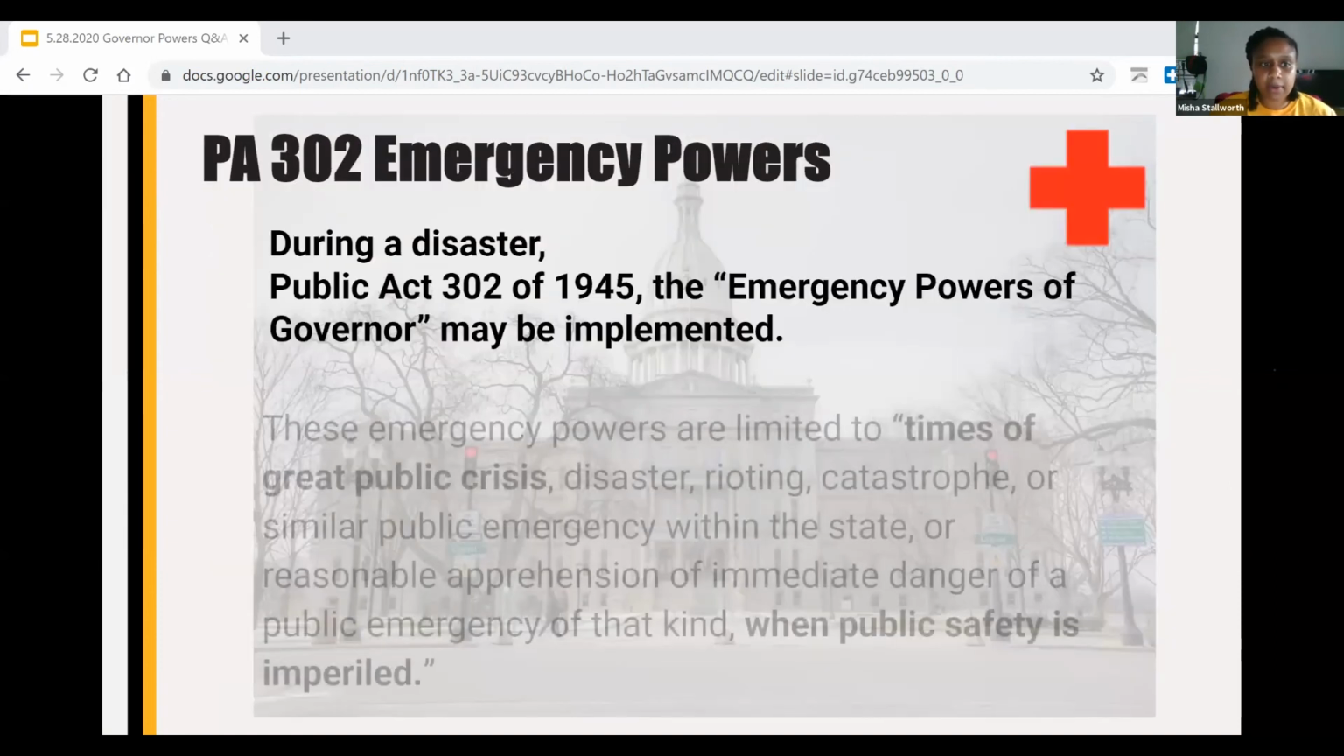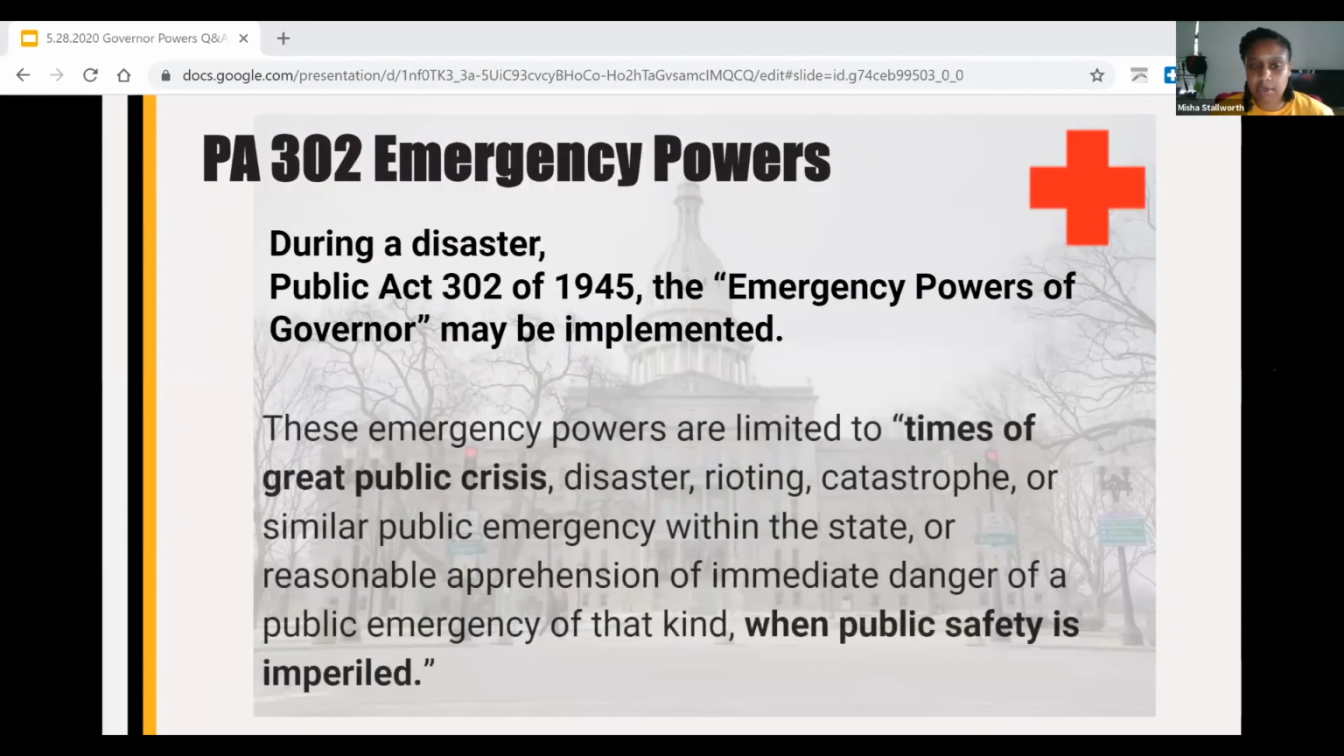So we're gonna start with Public Act 302, which is emergency powers of the governor. During a disaster, this act may be implemented. The emergency powers are limited to times of great public crisis, disaster, rioting, catastrophe, or similar public emergency within the state, or reasonable apprehension of immediate danger of a public emergency of that kind when public safety is imperiled. I read that directly as it is written in the law.